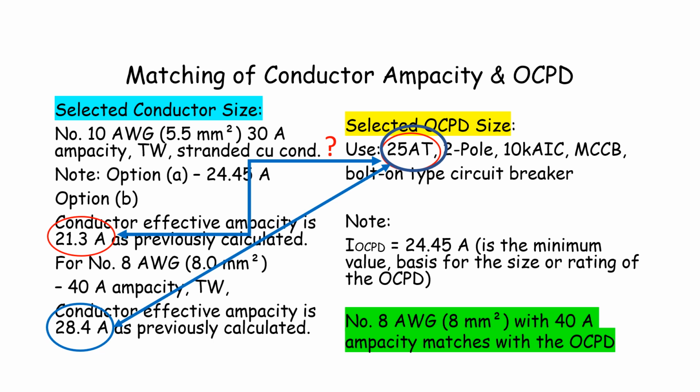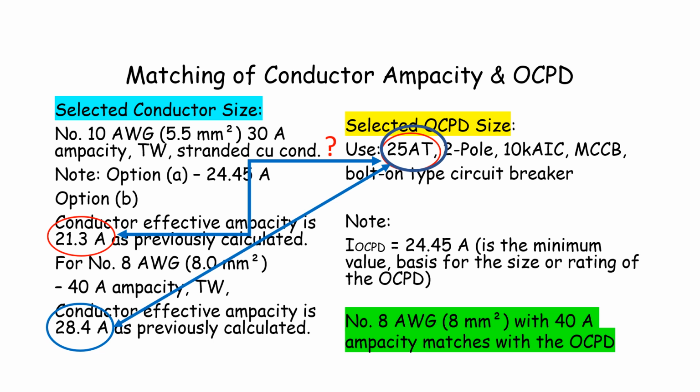Notice that 25 ampere trip is the theoretical ampere trip. It will trip at this value, 25 ampere trip. And notice that our cable ampacity is 28.4, which is higher than the value of the protection. So therefore, when our breaker trips, our conductor here still has not started heating. It will not heat up.